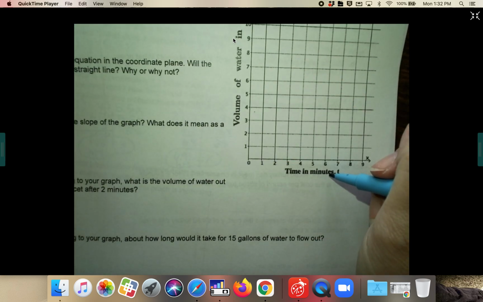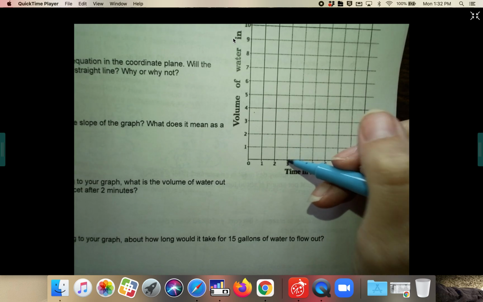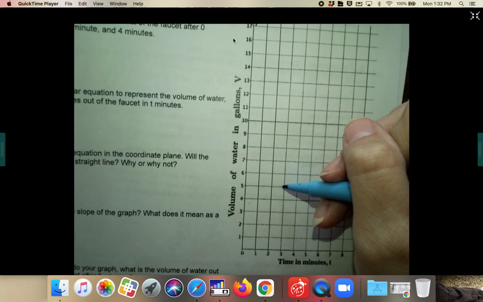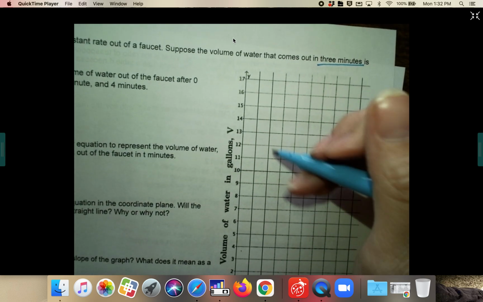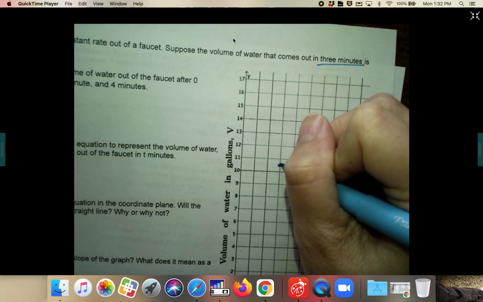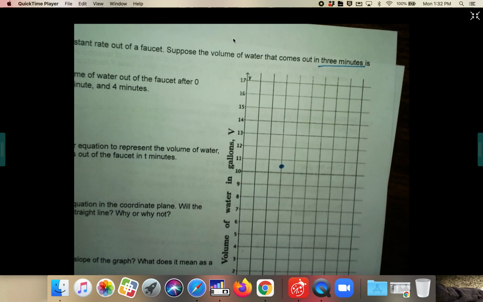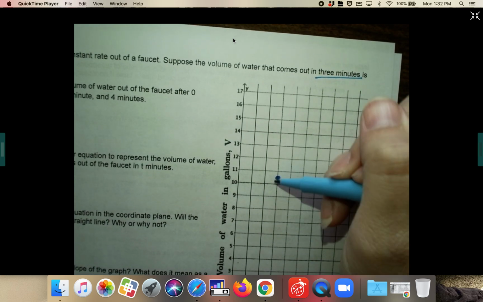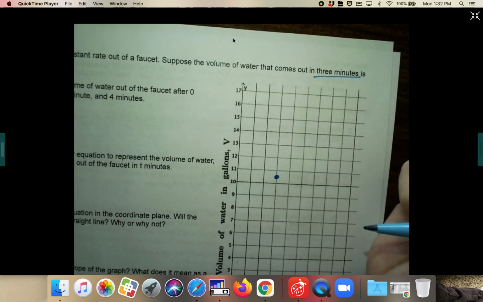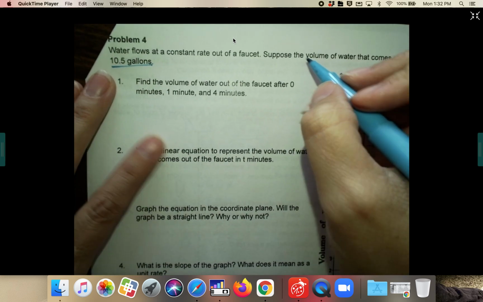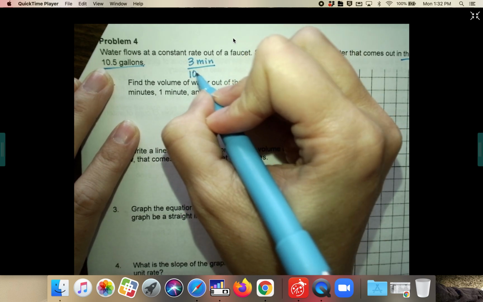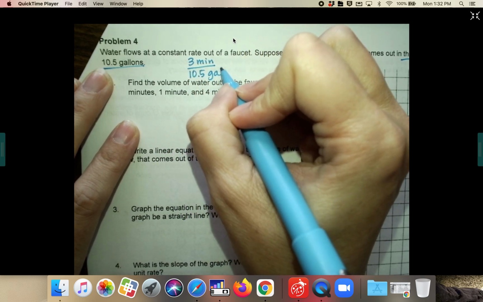So we're going to go in time to 3 minutes, and then in gallons of water up to 10.5. And we're going to put a dot. That's the only information we know right now. So if every 3 minutes it flows 10.5, I'm going to write that down. So 3 minutes per every 10.5 gallons.